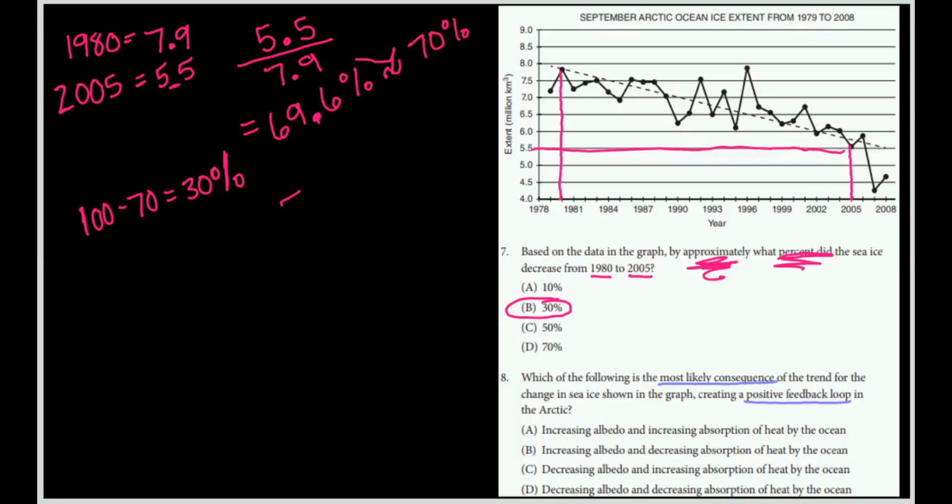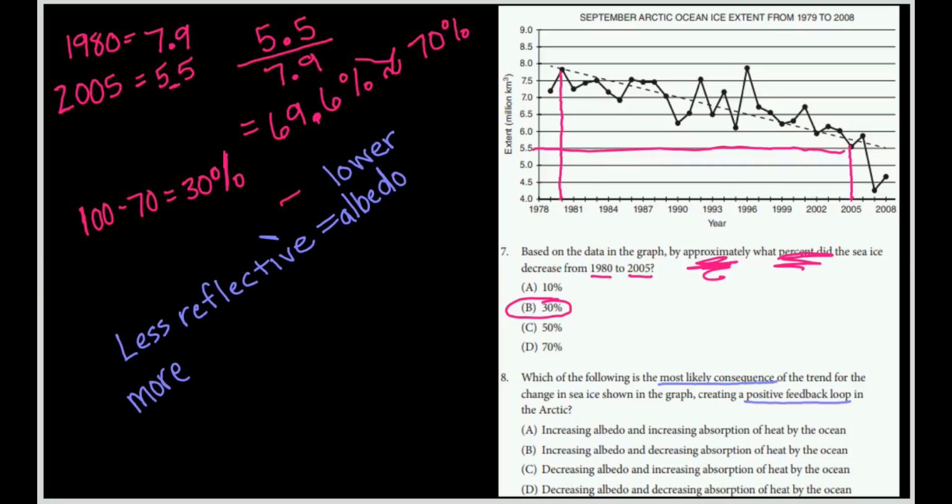Okay, so the big thing that we're looking for here is we need less reflective, and we have a really awesome science term for this, which we haven't learned yet in this course because we're at the beginning. But the science term for this is albedo. So if it's less reflective, you're going to have a lower albedo. Okay, and then we also are going to have more heat absorption by the ocean.